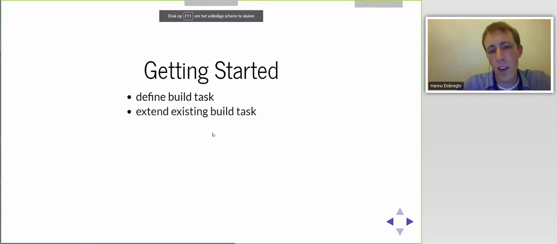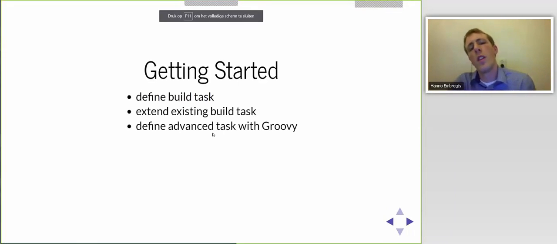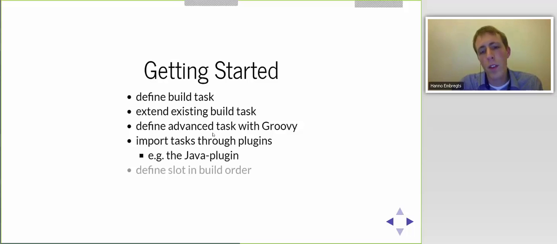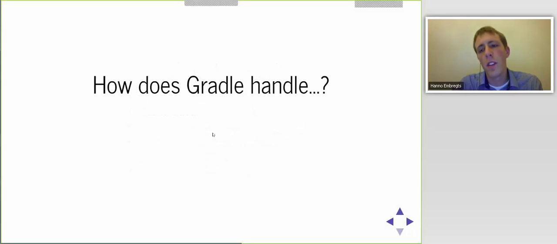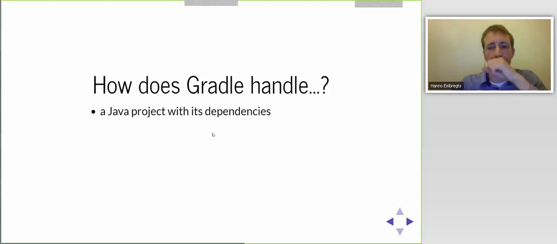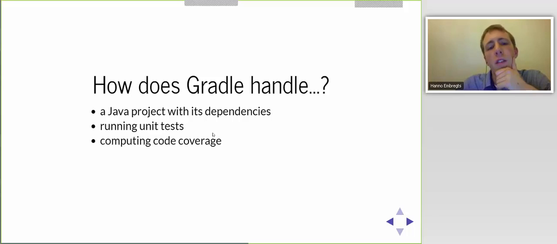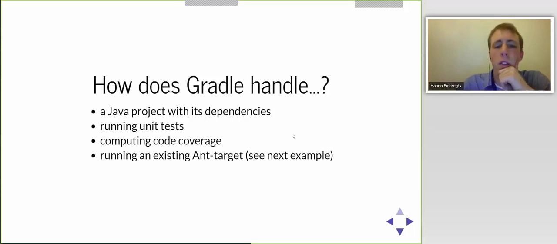Okay, let's see. I've defined the build task. I've extended one. I've defined an advanced task. These were the dynamic tasks. I have also imported some plugins, and I have defined a slot in build order. These things I already showed you. I've already showed you a Java project with its dependencies. I've run some unit tests. I've computed code coverage. And the next one is quite interesting. You can also run an existing Ant target, which is actually very useful if you want to migrate an Ant system, you know.